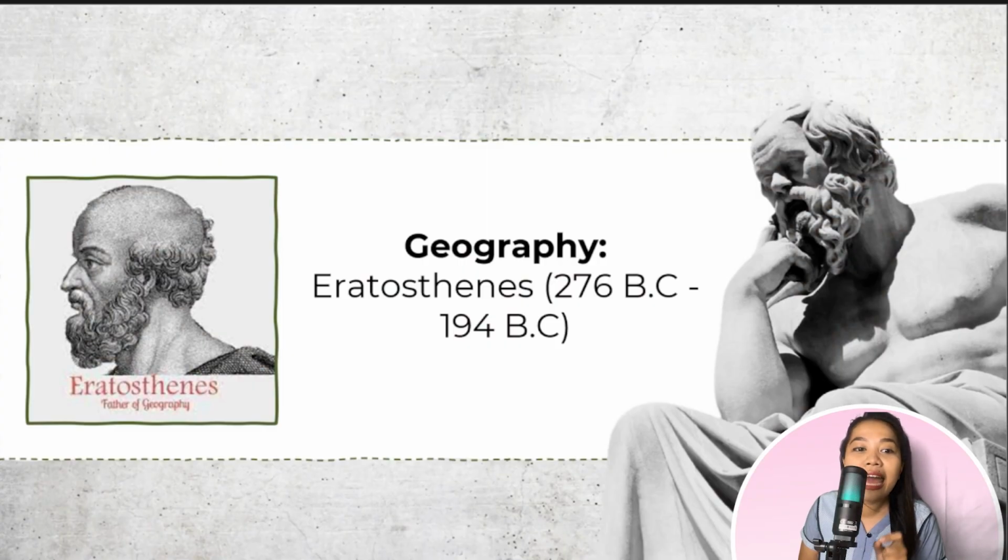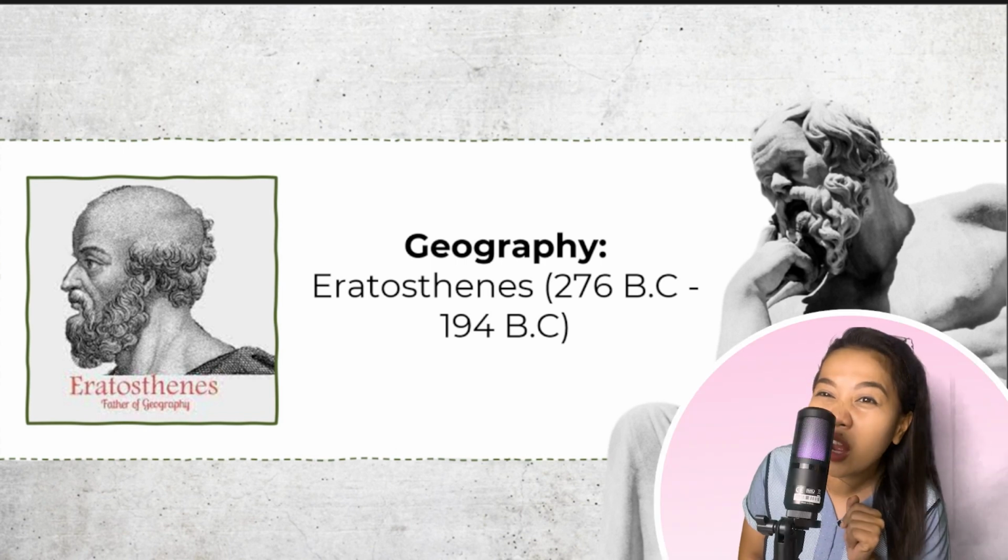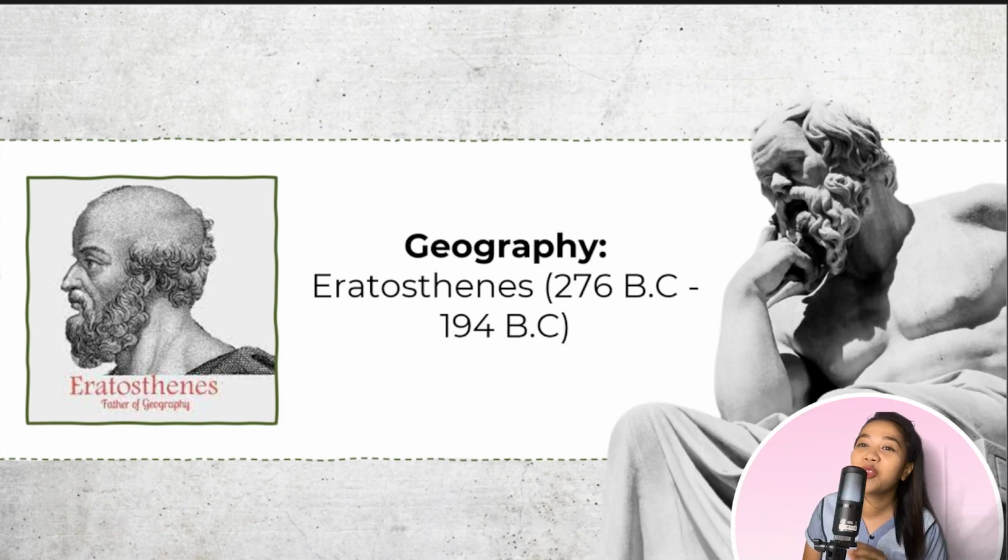Kilalanin natin si Eratosthenes at bakit ba siya very interested sa mundo. Siya ay isang mathematician, geographer, and astronomer. Nabuhay noong 3rd century before Christ. Siya rin ay famous dahil nga sa accurate niyang measurement sa circumference ng mundo. Pero ang tanong, paano niya nga ba ginawa yun?